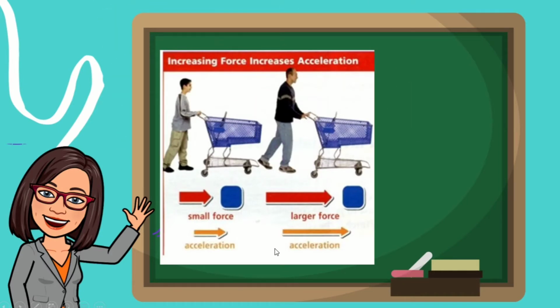Let us analyze this illustration. As you can see, there are two men pushing the same cart, an older and a younger man. The younger man produces a smaller force, while the older man produces a larger force. The weight of the cart that they are pushing is equal, but the amount of force that they are exerting is not equal.